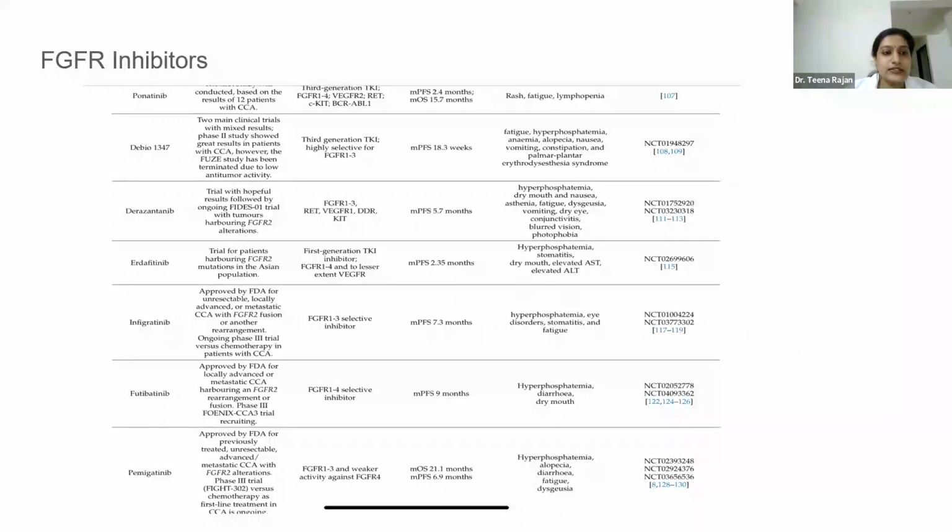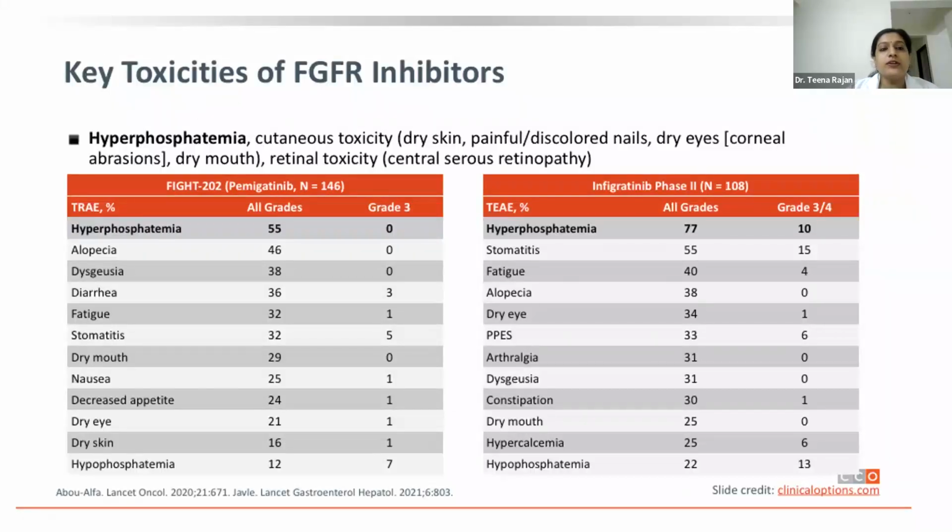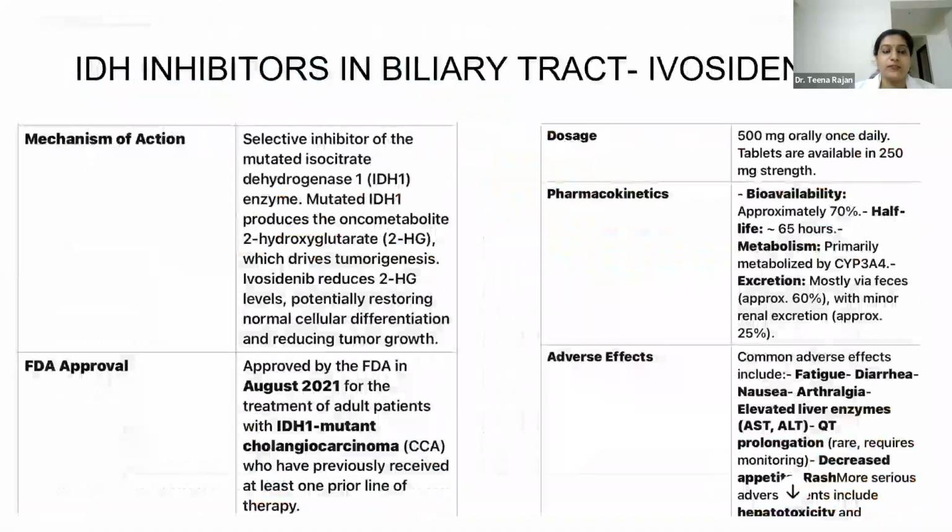So basically, these are the drugs that we have: ponatinib, which is again a drug that is used in CML, which is having this anti-FGFR effect, and also erdafitinib, which is again used in bladder cancer, and you have infigratinib, futibatinib, and pemigatinib in biliary tract cancers. Coming to the toxicity of these FGFR inhibitors, class effect of this drug is hyperphosphatemia, and also you can have certain cutaneous toxicity and particularly retinal toxicity like central serous retinopathy, which is seen with these FGFR inhibitors.